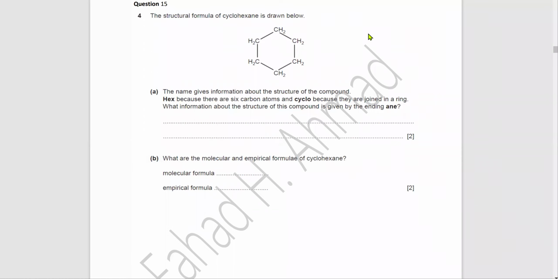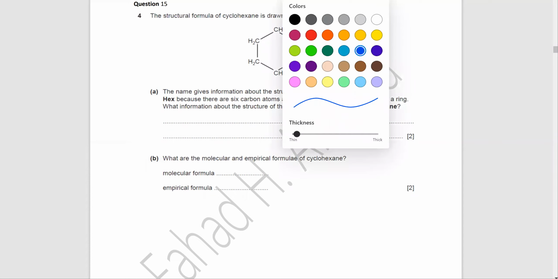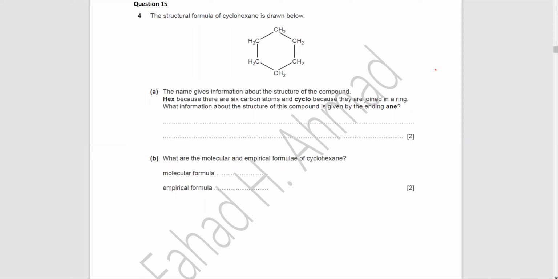Question 15. You're given the structural formula of cyclohexane, and the name gives information about the structure of the compound. Hex because there are 6 carbon atoms, and cyclo because they are joined in a ring. What information about the structure is provided by ane?